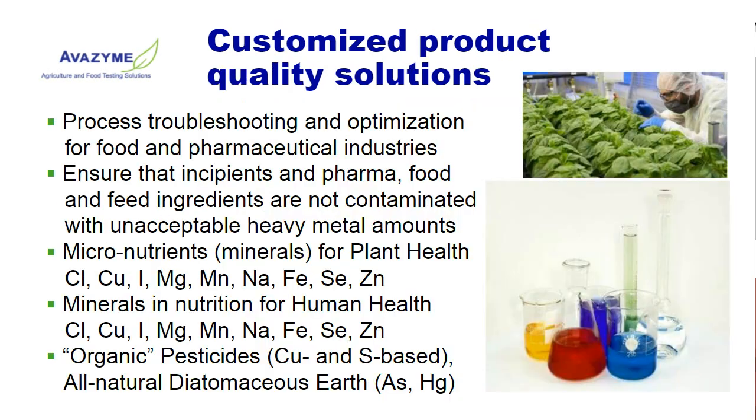Elemental analysis by ICP-MS is also important in order to assess product quality. One way this can be done is through process troubleshooting and optimization to minimize the amounts of heavy metals that find their way into food or pharmaceutical products. Excipients, for example, that are being used to make pharmaceutical products are always investigated for potential heavy metal content.